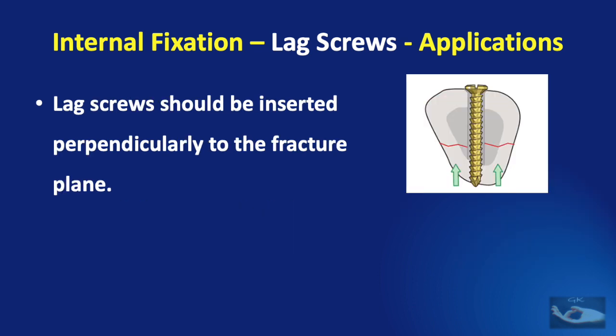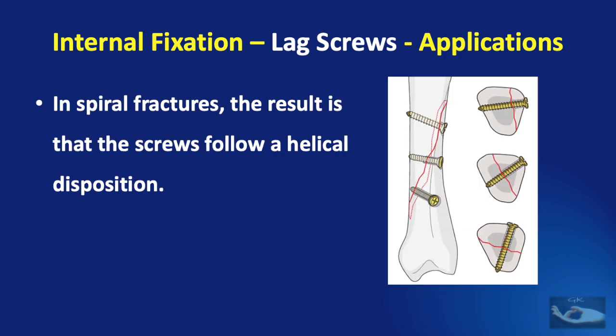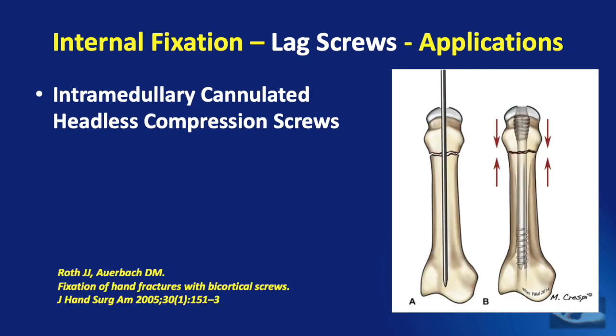Lag screws should be inserted perpendicular to the fracture plane. If this is not done, displacement of the fracture ends occurs with compression. When multiple lag screws are used for long oblique or spiral fractures, the result is that the screws follow a helical disposition.